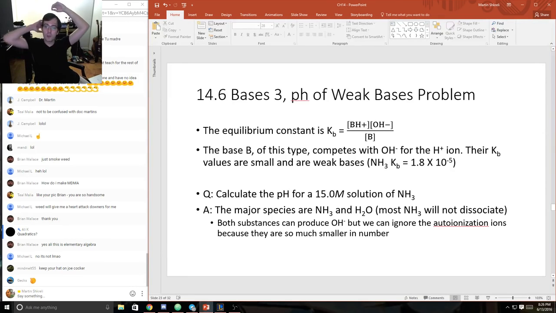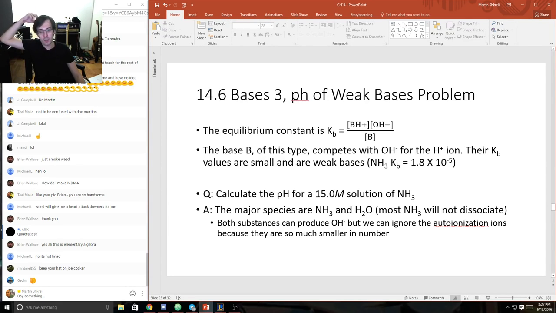All right, so the equilibrium constant is similar. It's Kb, which has the base and the proton on the top. At the equilibrium position, you have the hydroxide ion all over the base. And bases of this type compete with the OH for that proton. So the small values for Kb are weak bases. So ammonia, for instance, has a Kb that's very, very small. And so, for instance, let's take that and try to calculate the pH of a 15 molar, that's a lot, solution of ammonia. It's a very weak base, though.